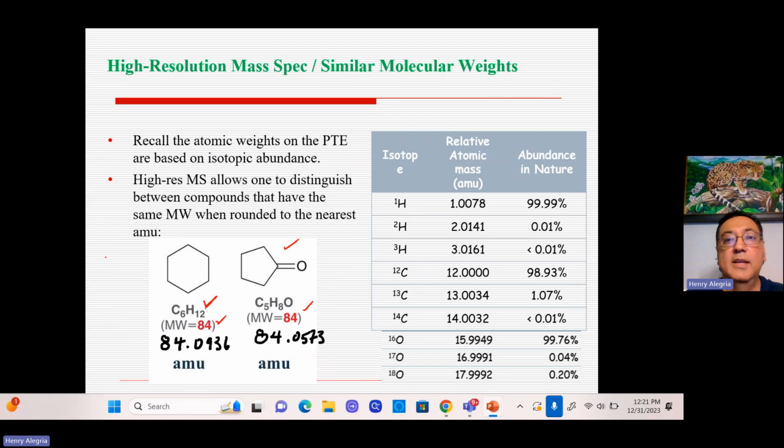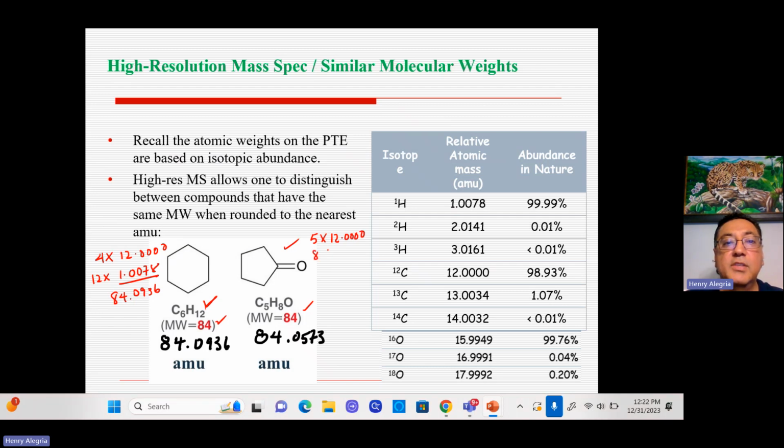So for the one on the left, what I have is 6 carbons. So 6 times 12.0000. And there are 12 hydrogens. So 12 times not 1, but 1.0078. If I add that, that comes out to 84.0936. For the one on the right, if I have 5 carbons, that's 5 times 12.0000.